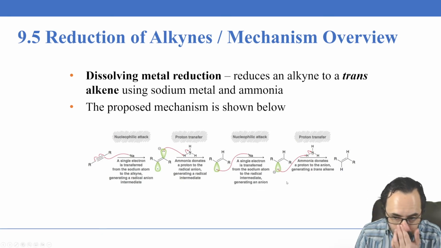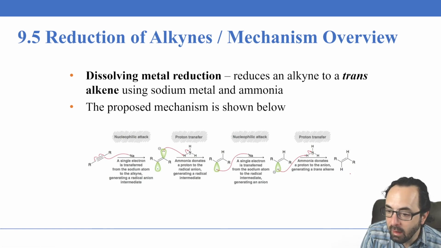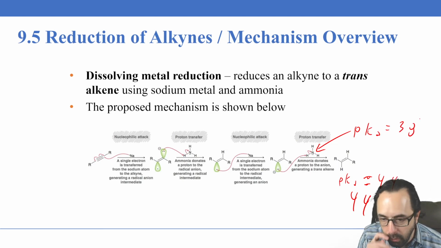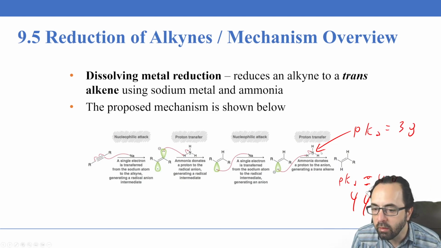If we were to talk about the pKa of this, the pKa is about 44. Oops, behind my head, 44. And here the pKa for the ammonia is about 38. So we can see that the ammonia is the stronger acid out of these two. This is the weaker acid, so it's going to give its proton, and this will go forward quite nicely.